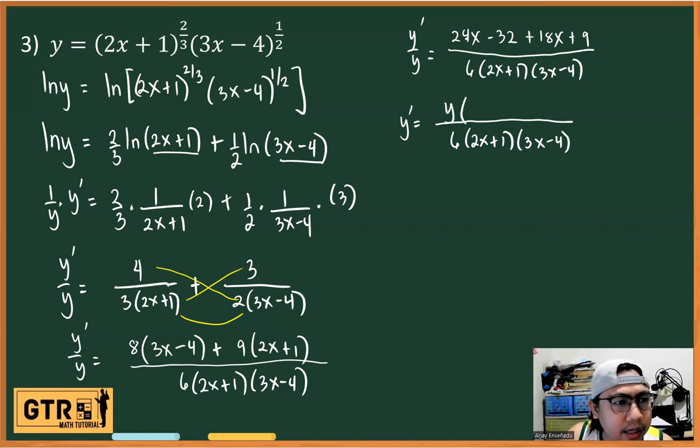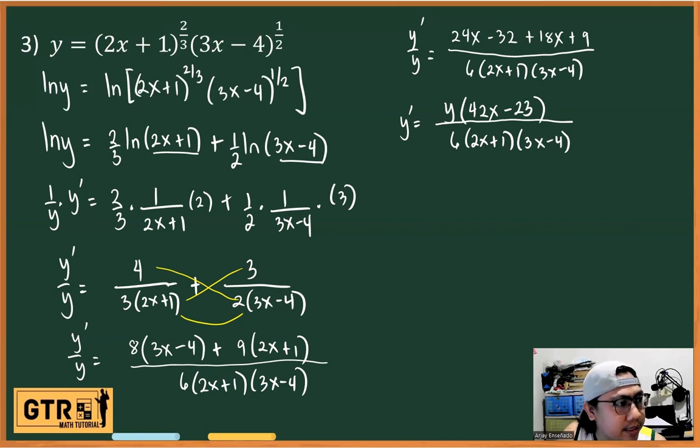And then let's combine 24 plus 18. So that will give us 42x. And then negative 32 plus 9. So that is equal to negative 23. Tama? Negative 23 plus 9 is negative. Ayan. Okay, then now substitute the value of y.